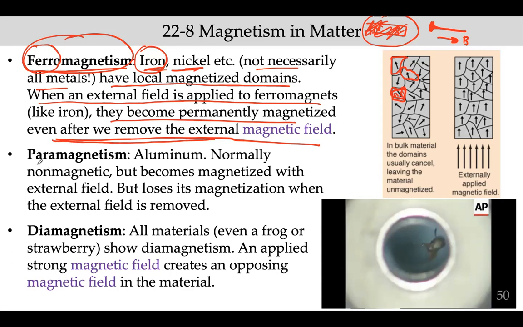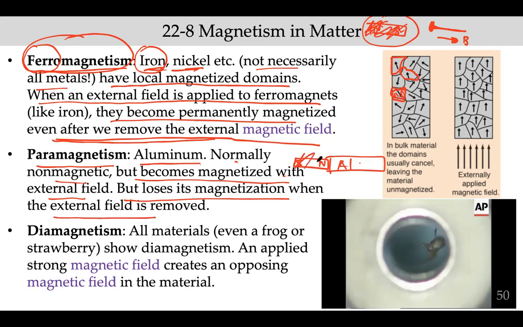Now the second type is paramagnetism, and the example is aluminum. Normally non-magnetic, just like iron, but it becomes magnetized with external fields. So you have a piece of aluminum and you bring a bar magnet. Now it becomes magnetized just like iron, but it loses its magnetization when the external field is removed. So when you remove the bar magnet, it doesn't stay magnetized as iron does.